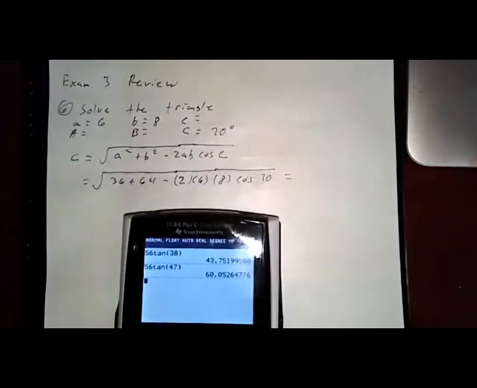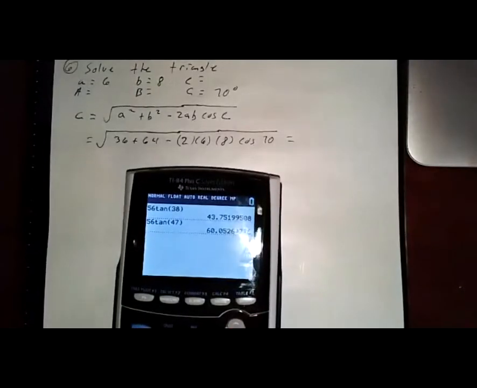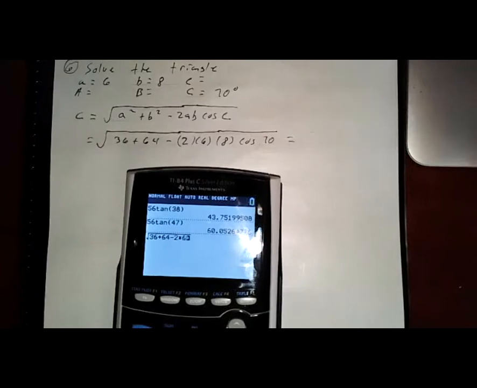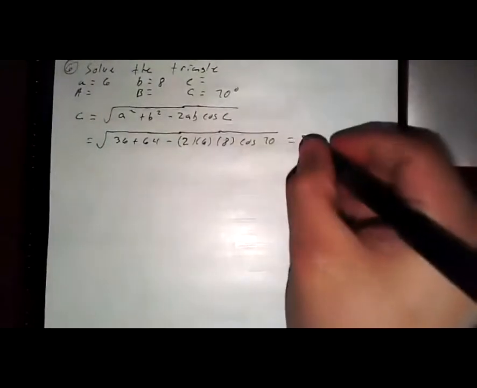Okay. So second square root button, 36 plus 64 minus 2 times 6 times 8, cosine 70. It's about 8.2, I guess. So now we've got little c.